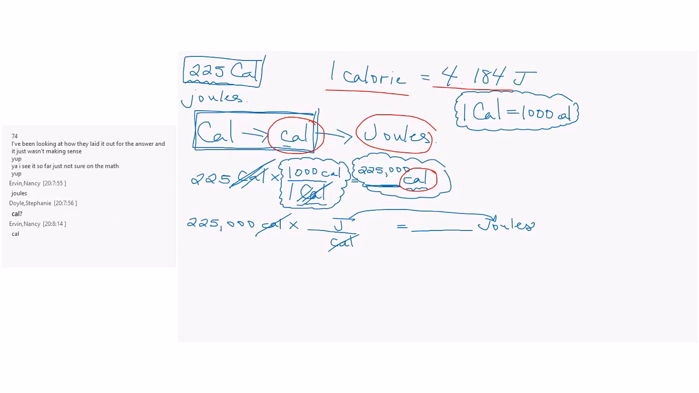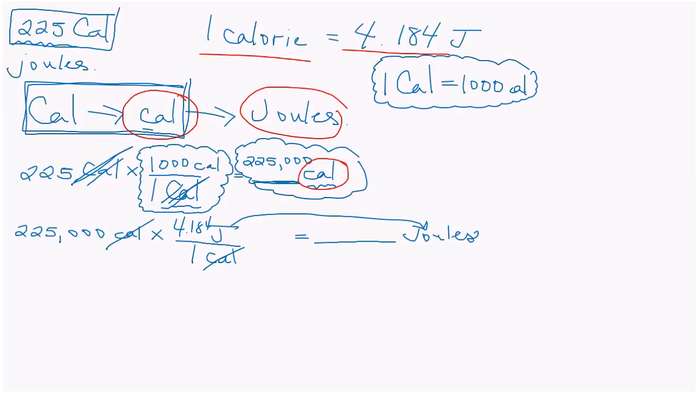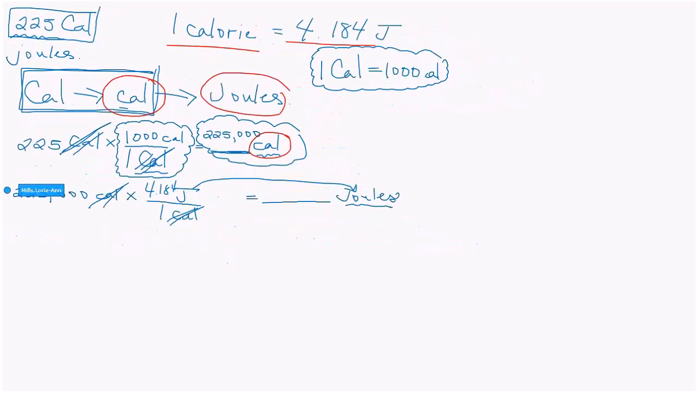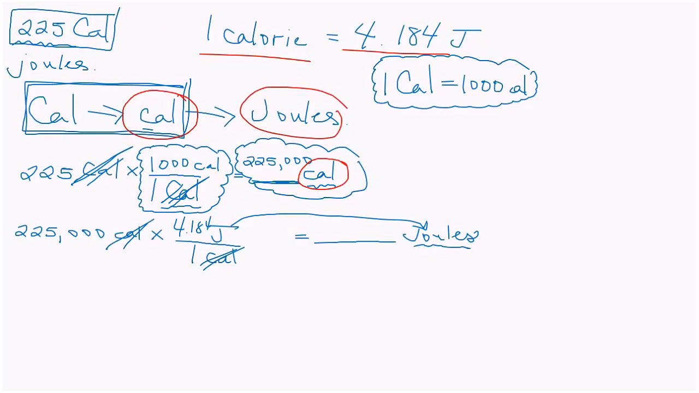So with that, I can then put in what the conversion factor is, and the conversion factor is 4.184 joules over 1 little calorie. So my calories are now canceled out. I've got joules in my answer, and now I'm going to do the math. So this one I'm going to need my calculator for. So I'm going to turn it on here. I'm going to grab my arrow here, start with my first number, 225,000. I'm going to multiply it by 4.184.